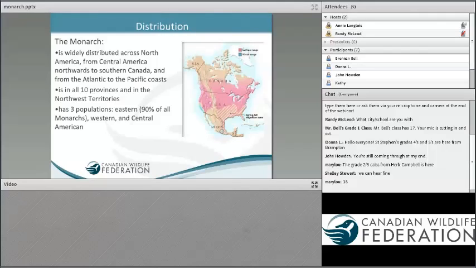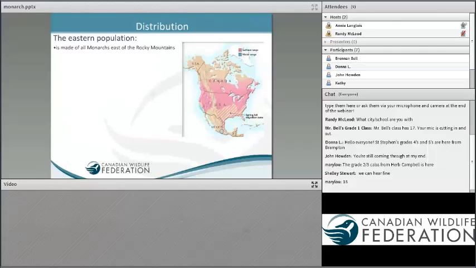So for the monarch, there are 3 different populations in the Americas. There's the eastern monarch, which is 90% of all our monarchs. So a big majority of monarchs are from the eastern population. There's a western population, and there's a Central American population that lives in the south. Each population is a bit different, they look a bit different, and also they migrate differently. So they don't really meet one another very often. That's why they're a bit different.